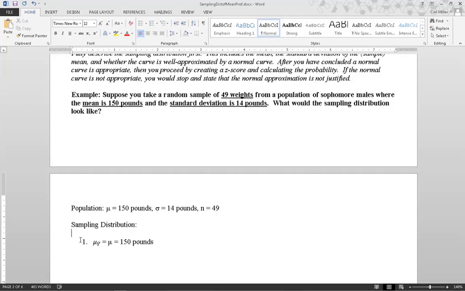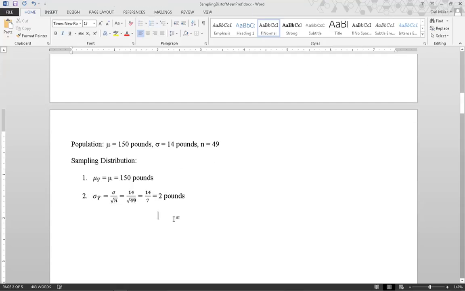Then the sampling distribution can be described where the mean is mu sub y bar, which equals the mean of the original population, where mu is 150 pounds. The standard deviation of the y-bar distribution is sigma sub y bar, which is sigma divided by the square root of n, so that is 14 divided by the square root of 49, which is just 7. So 14 divided by 7 is 2 pounds.